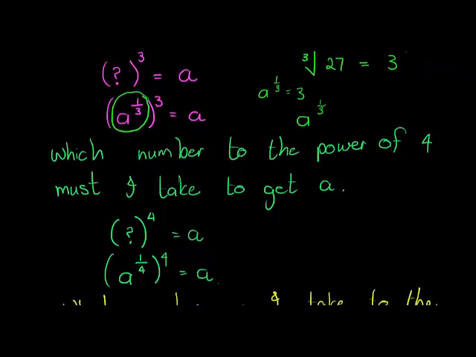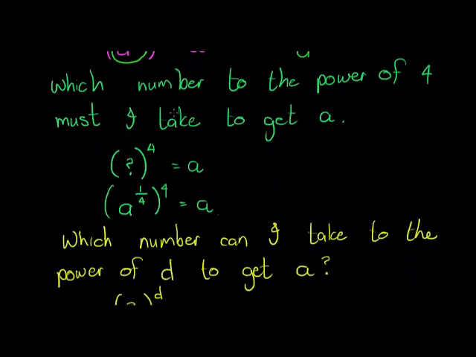Okay, if I take this to the power of 4, I can maybe take the fourth root. This is called the fourth root of 16. Now the fourth root of 16 asks, what number can I raise to the power of 4 to get 16? And the answer is 2. Which number to the power of 4 must I take to get 16? Okay, and the answer is 2.